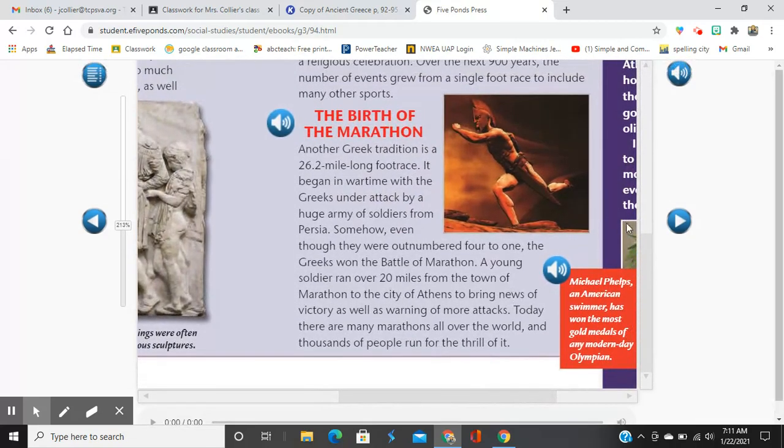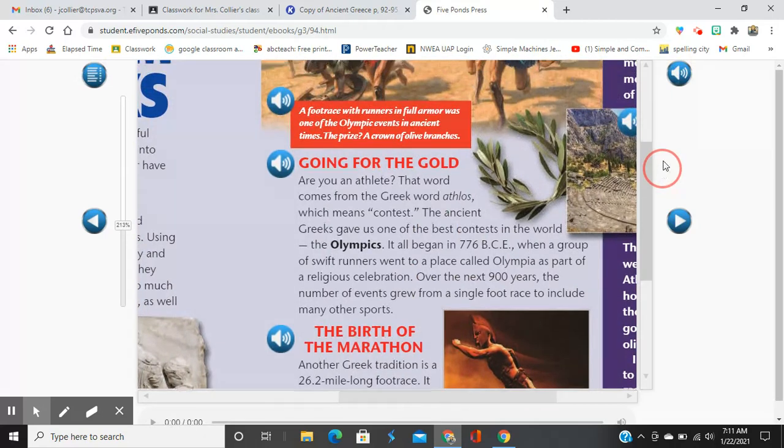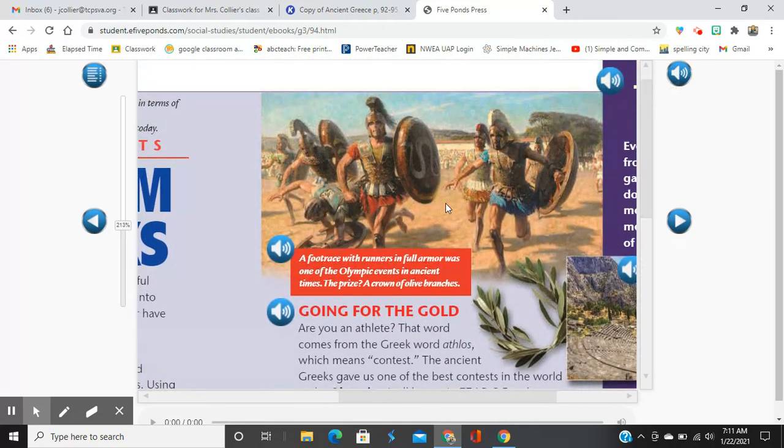Let's read the text here in the center. First, we'll look at this picture. It says a foot race with runners in full armor was one of the Olympics events in ancient times. The prize, a crown of olive branches. So now if you watch the Olympics and you watch the runners, they're going to have on shorts that are pretty short. They're going to have on tank tops. They're going to have on very little clothing.